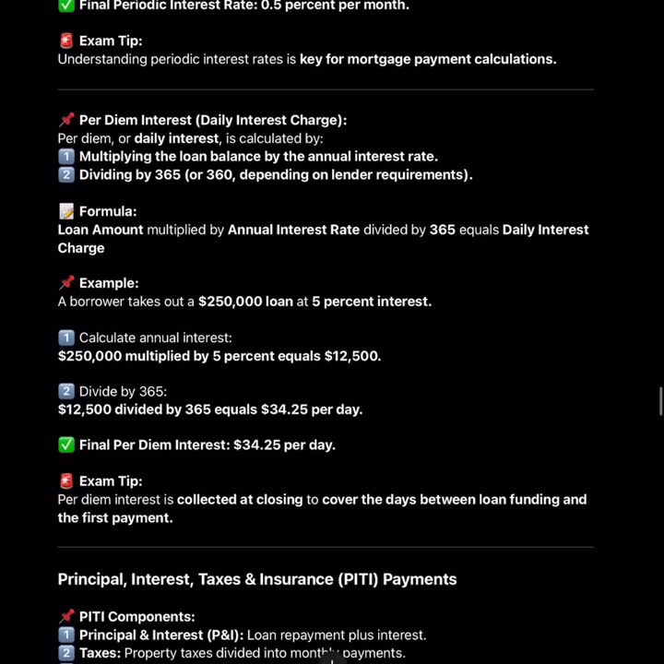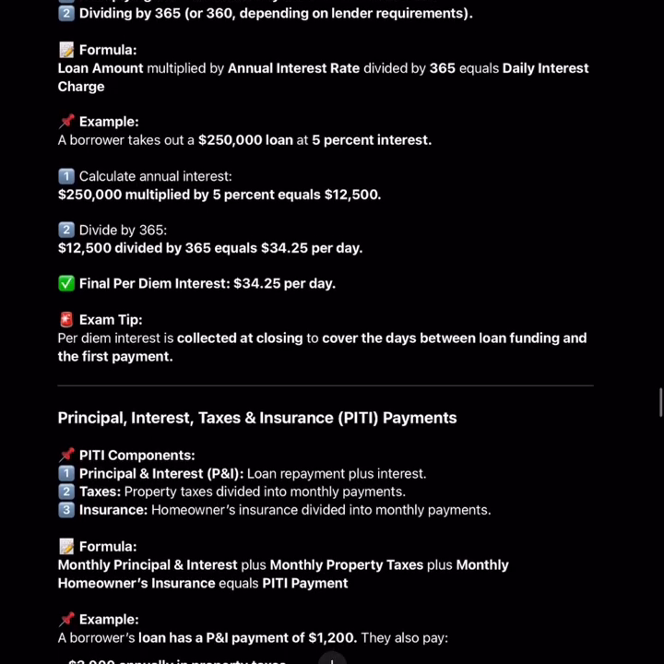Per diem interest, daily interest charge. Per diem, or daily interest, is calculated by 1. Multiplying the loan balance by the annual interest rate. 2. Dividing by 365, or 360, depending on lender requirements. Formula: loan amount multiplied by annual interest rate divided by 365 equals daily interest charge.